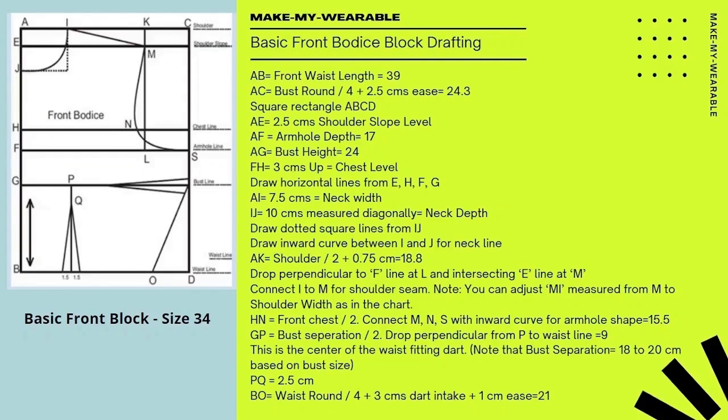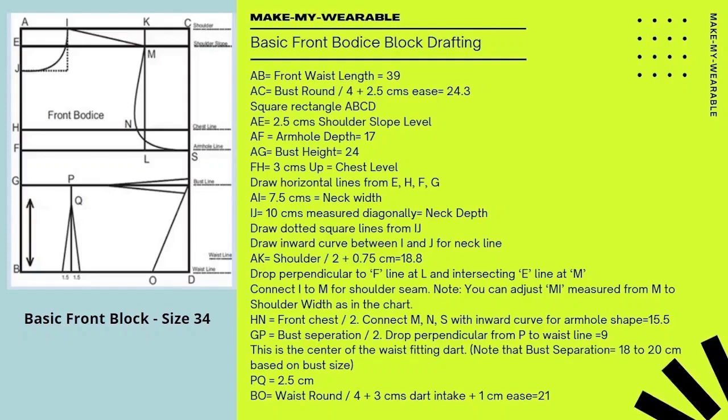Now look at the formula and you can start drawing. AI is 7.5 centimeters, which is the neck width. If you don't want to guess and mark, then firstly you can mark point K. According to the formula, AK is shoulder divided by 2 plus 0.75 centimeter, which is 18.75 centimeters, and I have rounded it off to 18.8 centimeters. So AK is 18.8 centimeters.